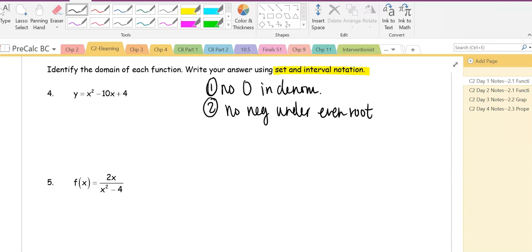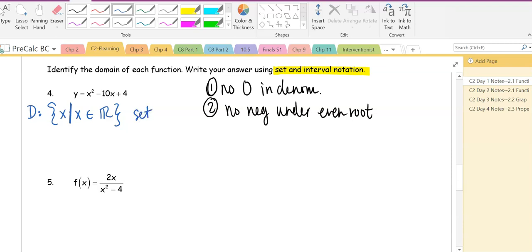So this, what you would have written in the past for the domain, and I like to put a D first for domain, is x such that x is an element of all real numbers. And some of your teachers might have used a line here instead of the colon. However your teacher did it is fine. This is set notation.